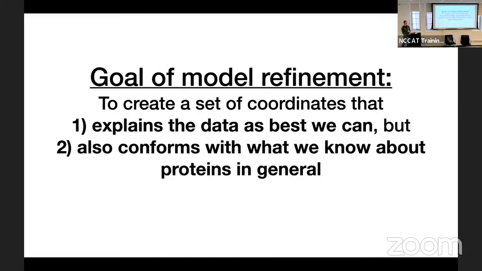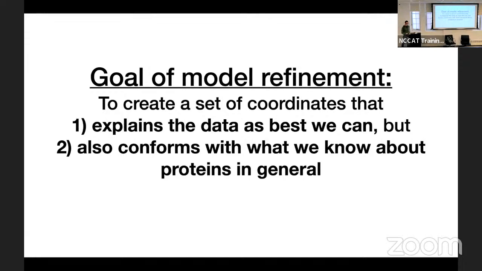Okay, so what's the goal of model refinement, right? Ultimately, we're trying to make the best model we can, so the model that best explains the data we've observed, while at the same time making sense in terms of what we know proteins should look like, right? We have a lot of prior knowledge about what protein structures should look like. We know how long interatomic bonds should be and what bond angles should look like. So we want to balance these two things, fitting our experimental data, but also having something that makes good chemical sense.